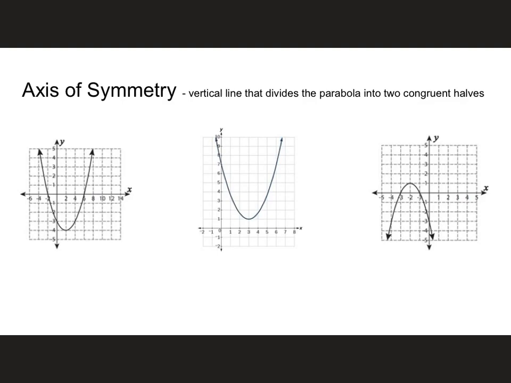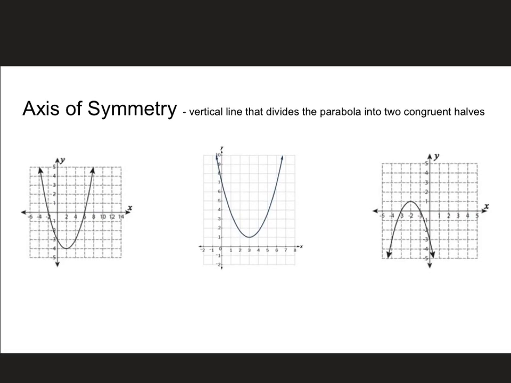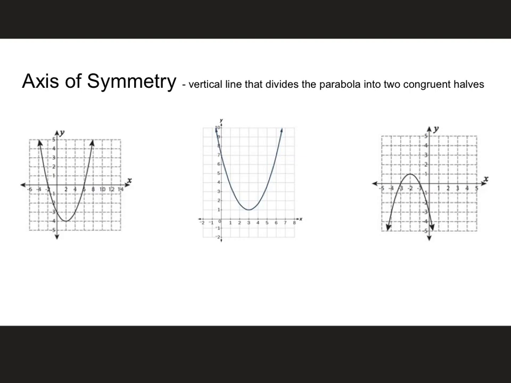Okay, for the axis of symmetry, this is going to be a vertical line that divides the parabola into two congruent halves. Since it's a vertical line, this will be a value of x as it runs through the x-axis. So it must run through the vertex. Here on this first graph, let's see if I can draw this in. The axis of symmetry would be through the vertex vertically here. That would put it at x equals 2. So that would be our axis of symmetry for this graph.